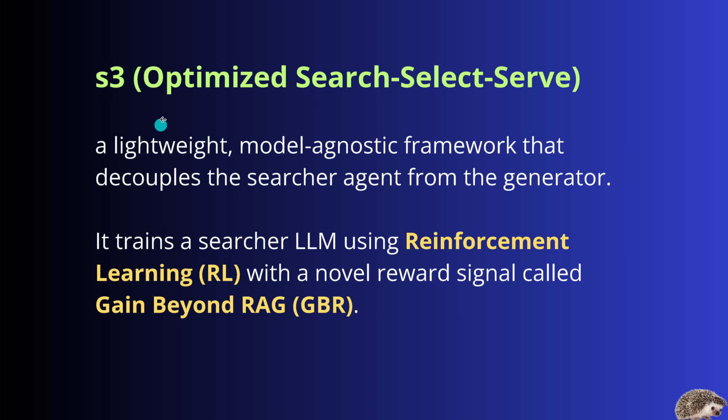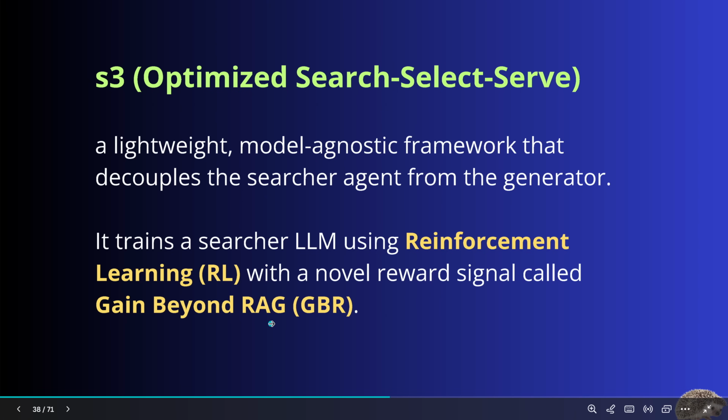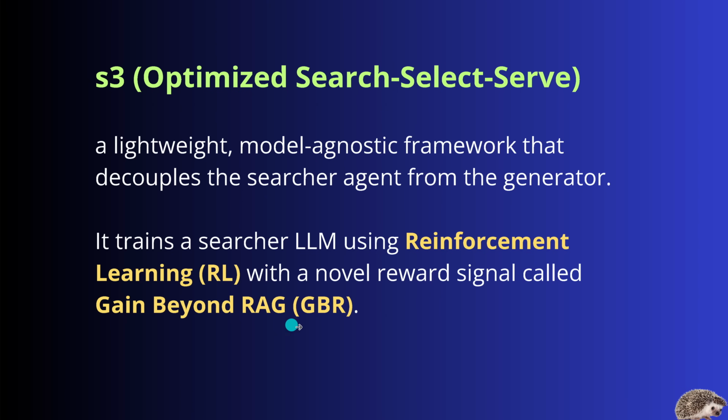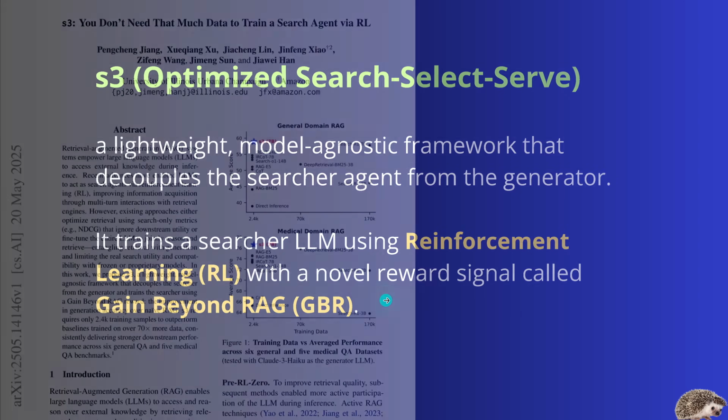This is nice. S3 stands for Optimized Search, Select and Serve. It's a lightweight, model-agnostic framework that decouples the search agent from the generator agent. So it trains a searcher LLM using reinforcement learning, classical, what we learned from the DeepSeek R1 model, with a novel reward signal called Gain Beyond RAG. Now, of course, you immediately understand that it is not just a classical naive RAG. You can have a graph RAG, you can have a split RAG, whatever you have currently operational in your system, and you say, hey, this is the baseline. And you look for a gain beyond what you have implemented, and you optimize it against your current best benchmark. I think it's such a beautiful idea.